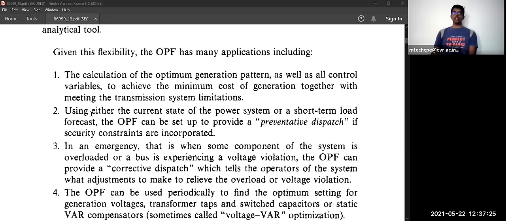Next is using either the current state of the power system or short-term load forecast.